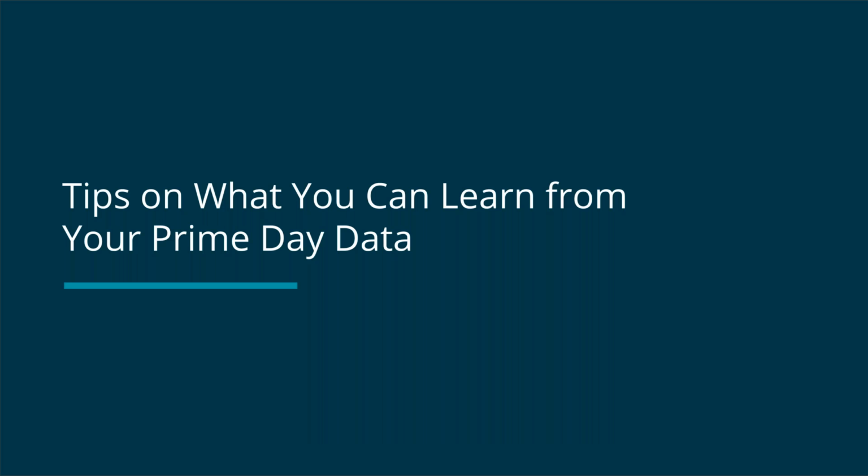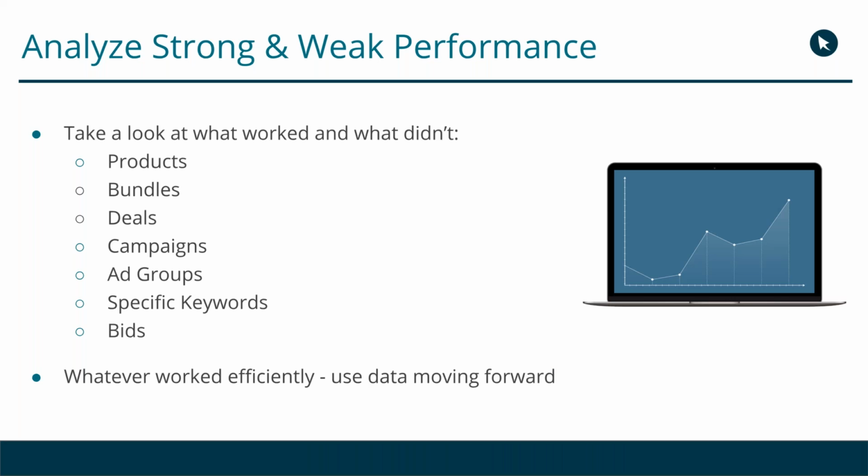Cool. So going into some tips on what you can learn from your Prime Day data, you definitely want to make sure that we're taking a look at what worked and what didn't work for us here. Just take a look at how certain products performed. Did you have an idea of what you thought would work really well, but it didn't, or were you surprised that certain products saw higher movement than others? Just really analyze what you saw this Prime Day. And for bundles, if you're a vendor and you have AAP Premium, you can check the market basket analysis to see if there were any products that were frequently bought together.